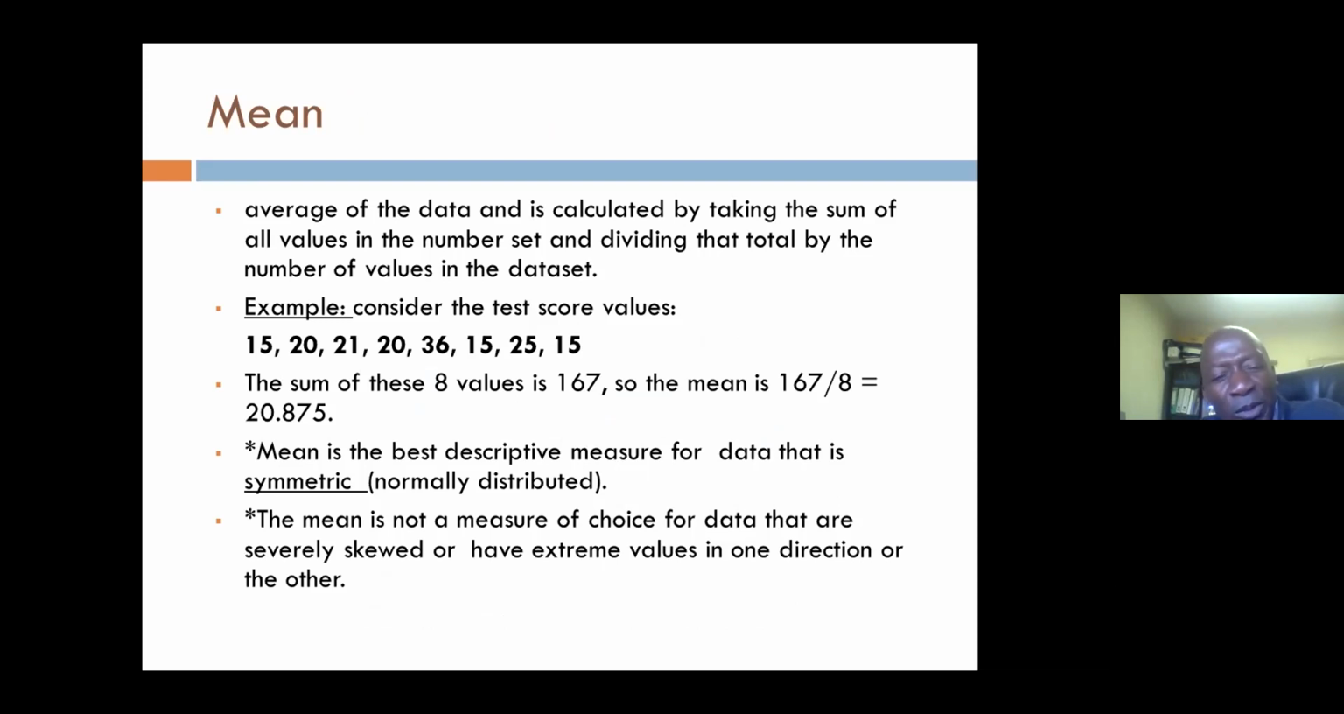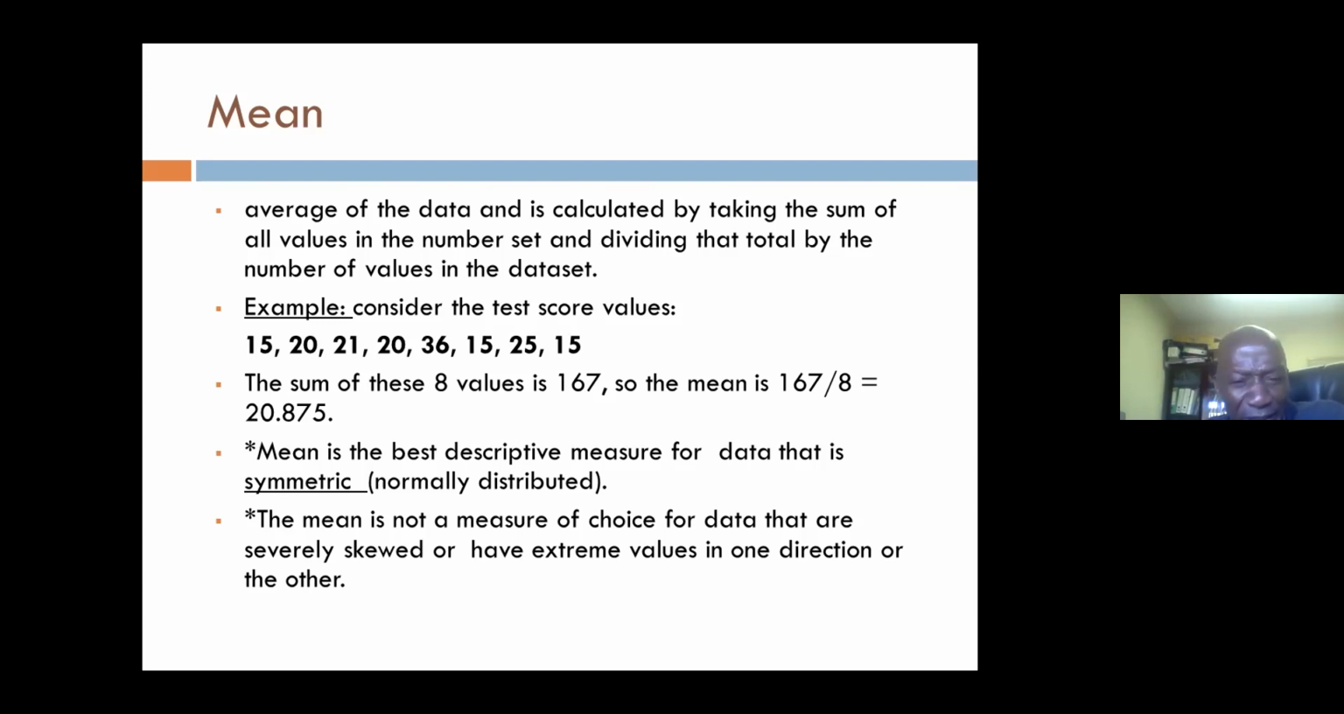So, for example, utilizing the mean, we have those values which are test scores. We have 8 observations, and if we add them, we get 167. So the mean value is 20.875 there. So the mean is the best descriptive measure for data that is symmetric or normally distributed. Why? Because when we compute the mean, each value in the data set contributes to the computation of the mean.